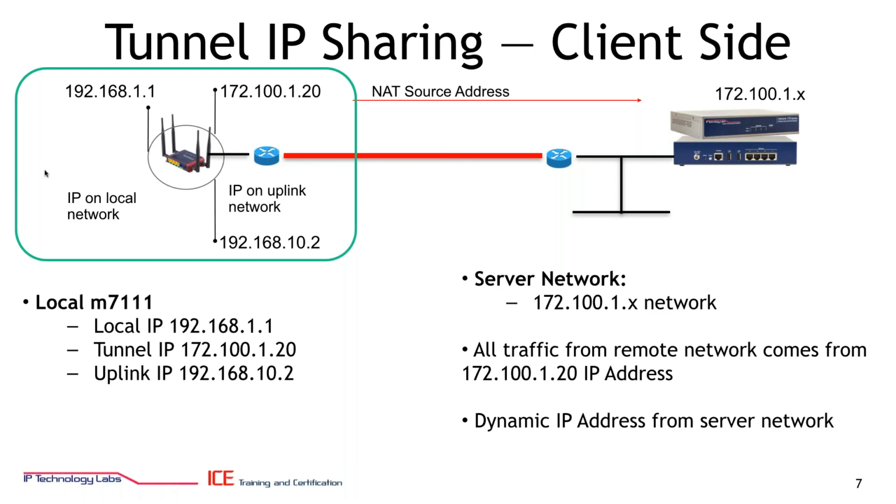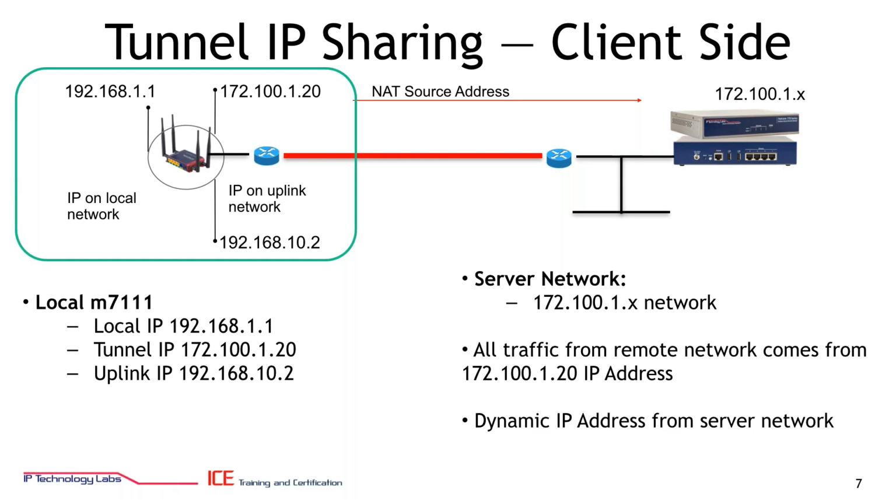on the left side, 192.168.1.15, and it wants to send traffic to 172.100.1.100. What happens is the packet comes to the device. Because the destination address is 172.100.1.100, it sends it through its tunnel interface. We NAT the packet as it goes through. So the server-side device receives a packet with a source address of 172.100.1.20.